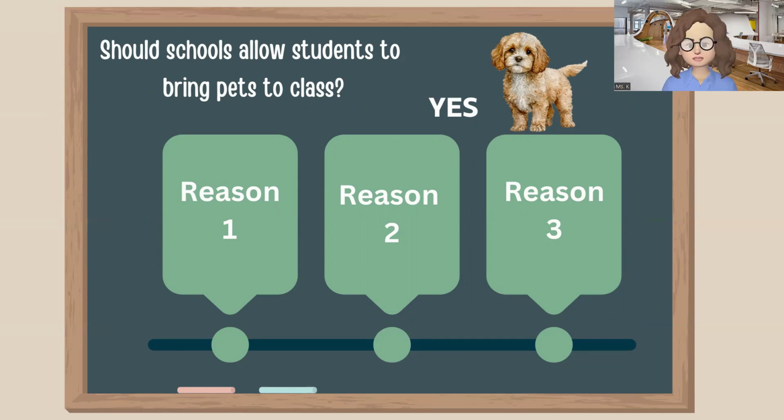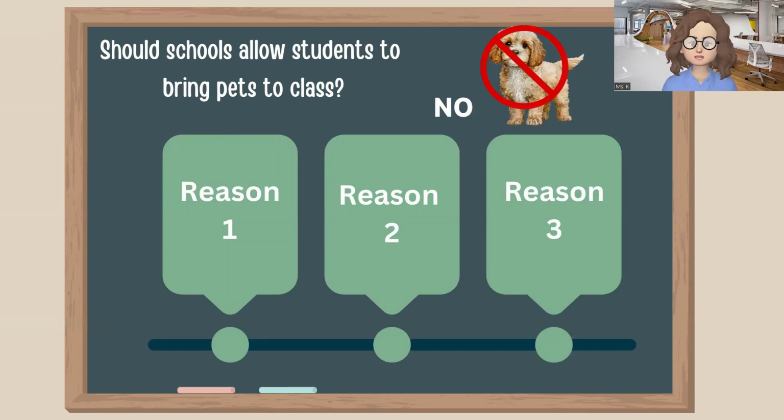Have your 3 reasons laid out, and then you'll go ahead and start doing research to find your evidence that supports these reasons, okay? You also might find the reasons when you're doing your research, so that can also be a helpful tool. If you chose no, you're going to do the same thing. So should schools allow students to bring pets to class? No. And then you're going to think of your 3 reasons, okay? Think of strong, clear reasons that you're going to be able to research a lot about.